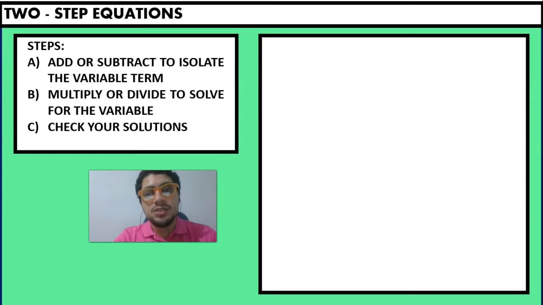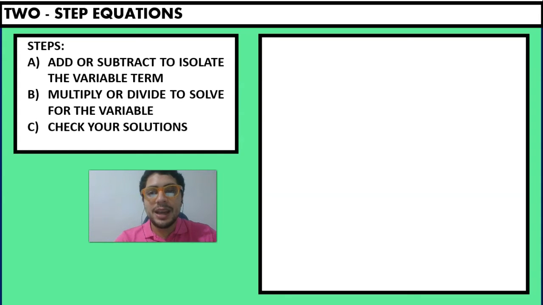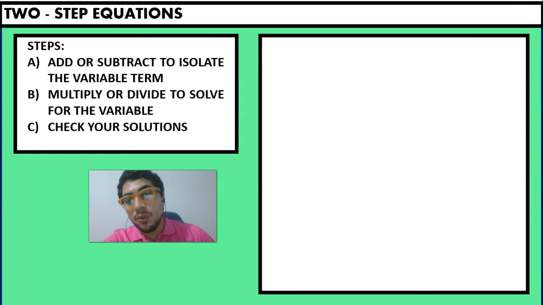Now, the same logic applies to multiplying or dividing. If we have a letter next to a number, that means they are multiplying each other. Whenever we have a term multiplying our variable and we want to isolate that variable, we move it to the other side by dividing. And if it's dividing the variable, we move it to the other side by multiplying. And last but not least, you can double check your answers in the equation to check your solutions. We're going to learn how to do that next.